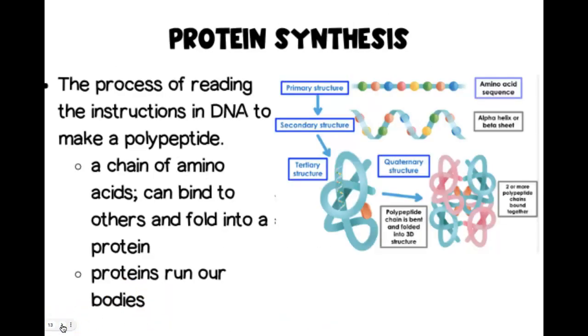So protein synthesis, this is the process of reading the instructions in DNA to make a polypeptide. We want to make a polypeptide, which is a chain of amino acids. These can bind to others and fold into proteins. As you can see over here, we have primary structure, secondary, tertiary, and quaternary structure. And remember, proteins run our bodies.